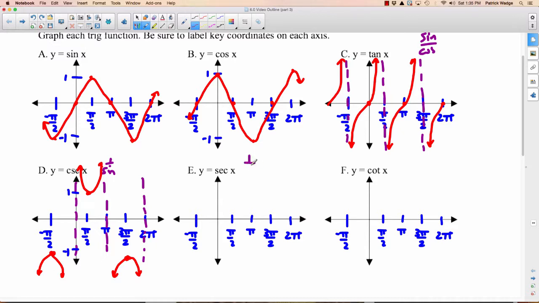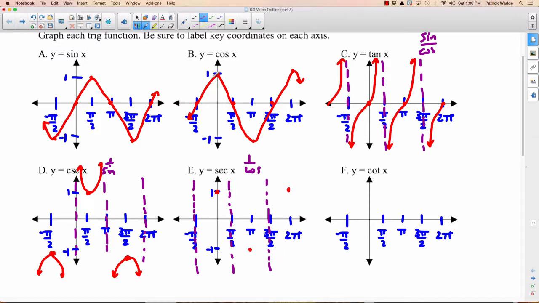This is the secant graph, which is 1 over cosine. Where does cosine equal 0? Right here at negative pi over 2, at pi over 2, and at 3 pi over 2. So we're going to have vertical asymptotes there because you can't divide by 0. Where does cosine equal 1? Right here. Reciprocal of 1 is still 1. Also equals 1 here at 2 pi. Reciprocal of 1 is still 1, so you're going to have a point there. Where does it equal negative 1? Right here at pi. So negative 1, the reciprocal is still negative 1.